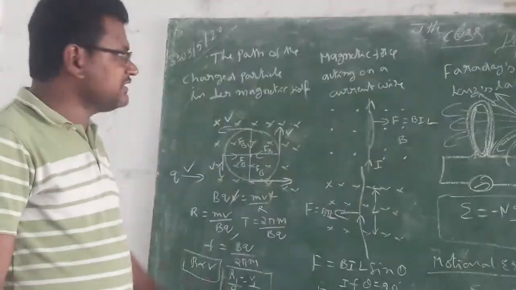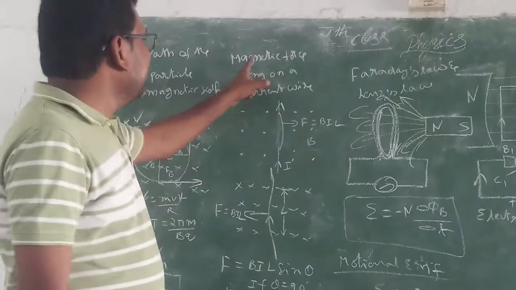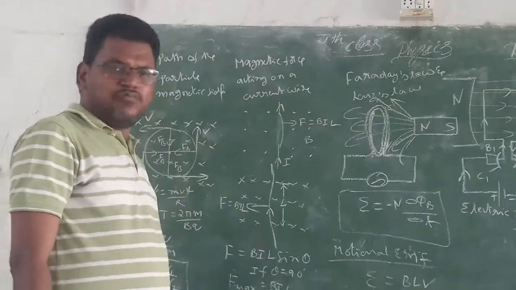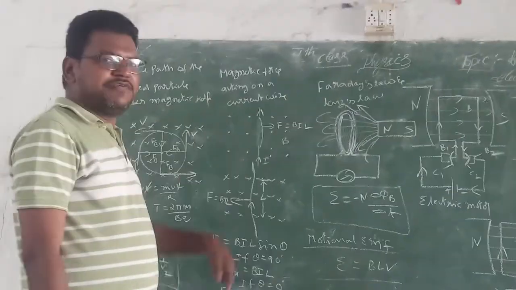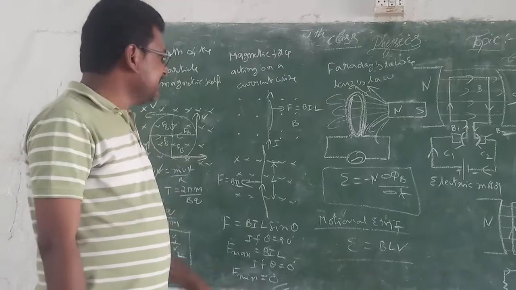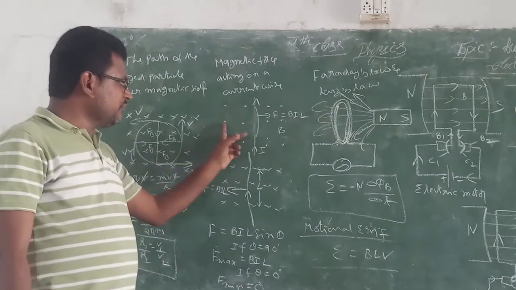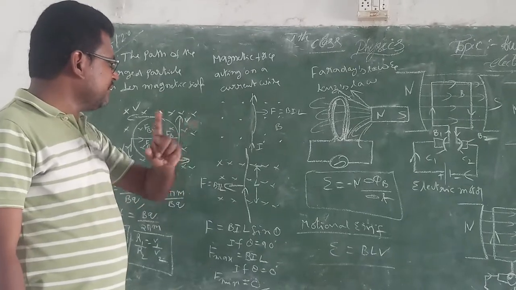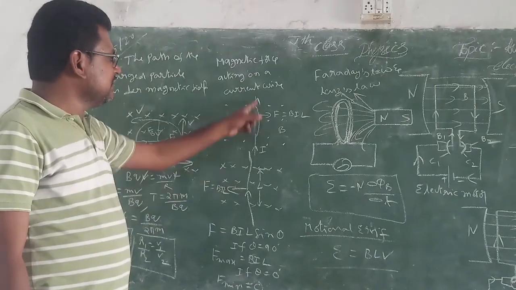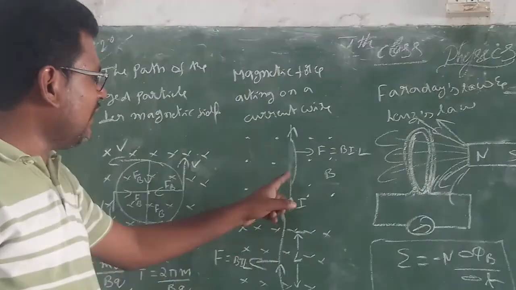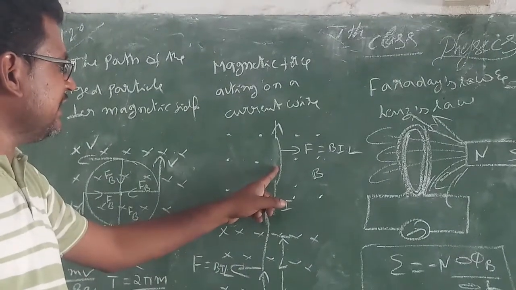Already I explained this in the previous class. Now see here, magnetic force acting on a current carrying wire. The external magnetic field exerts a magnetic force on a current carrying wire. See here the magnetic field is uniform, perpendicular to the plane and out of the plane, and here the current is flowing in the upward direction. So in what direction does the maximum magnetic force act on the current carrying wire?